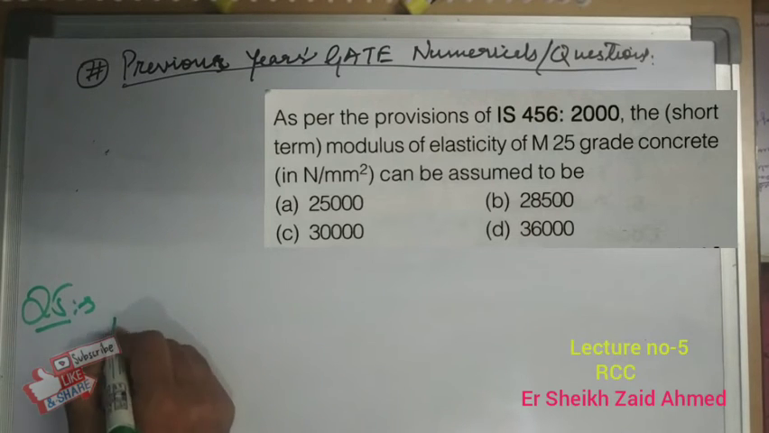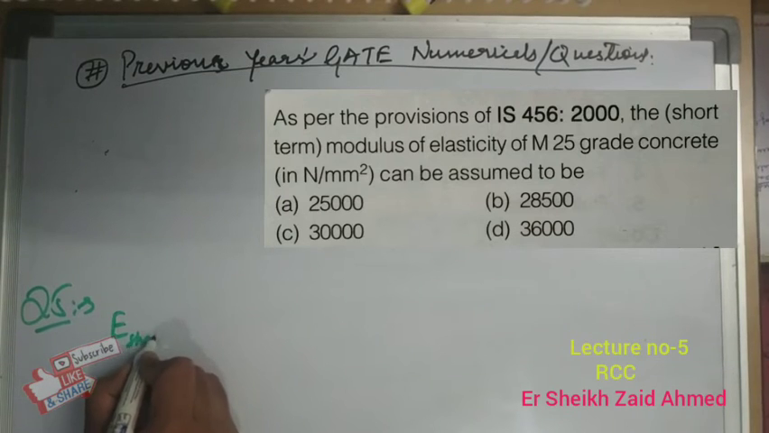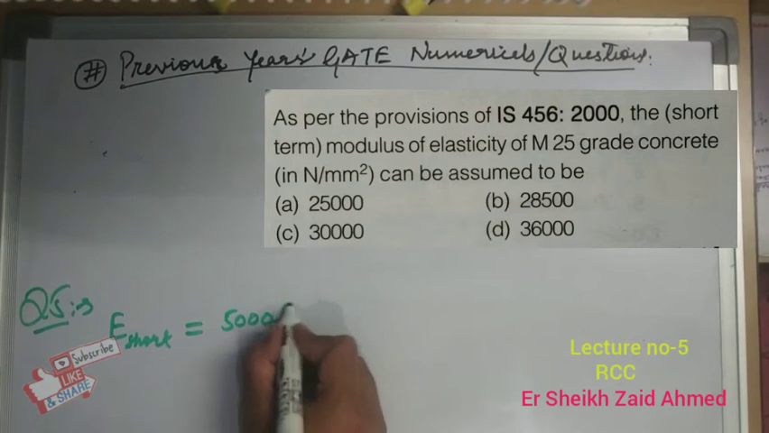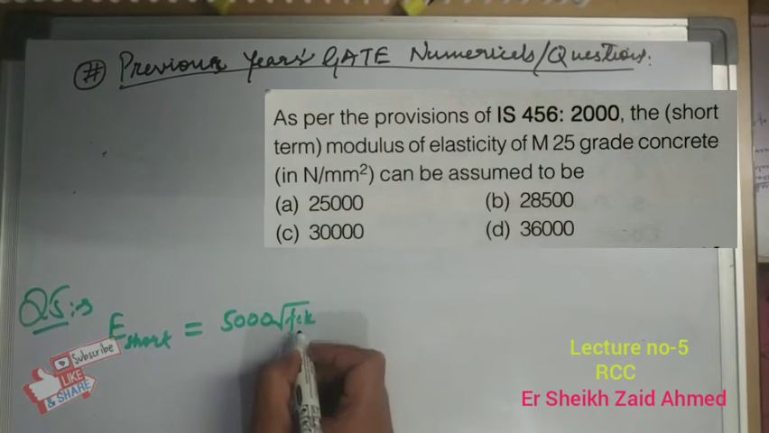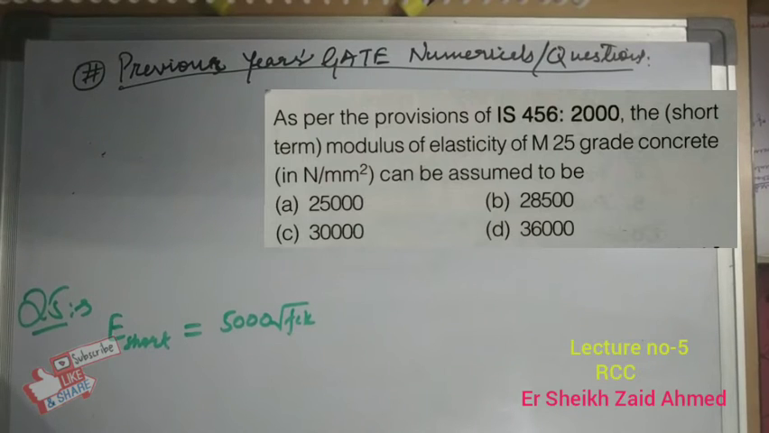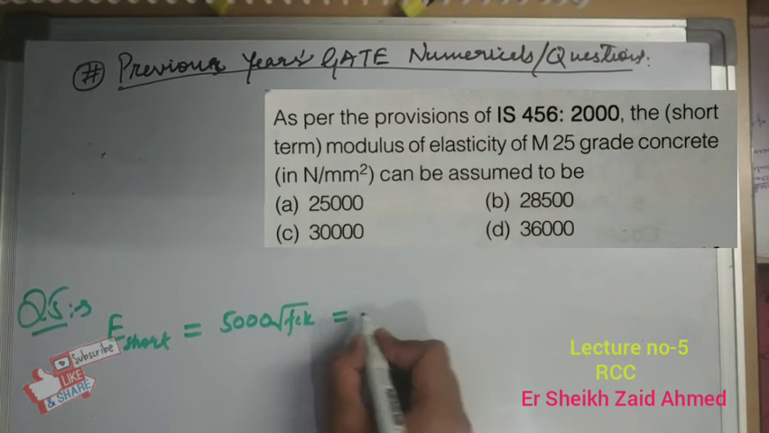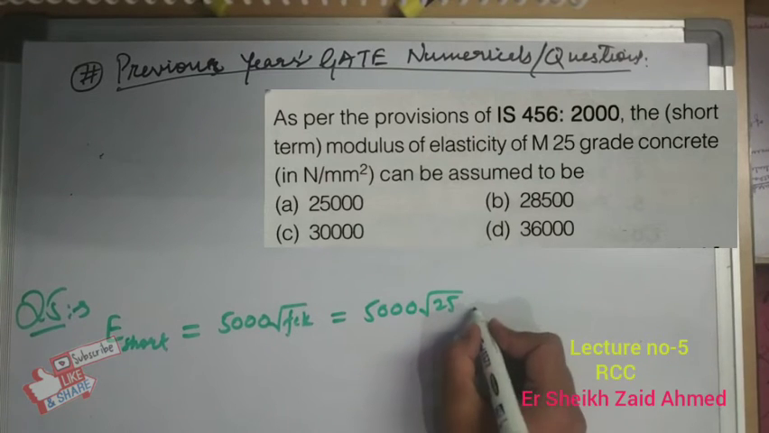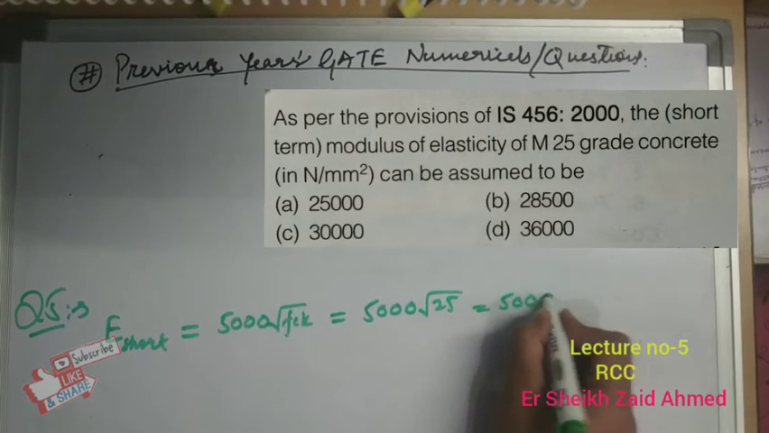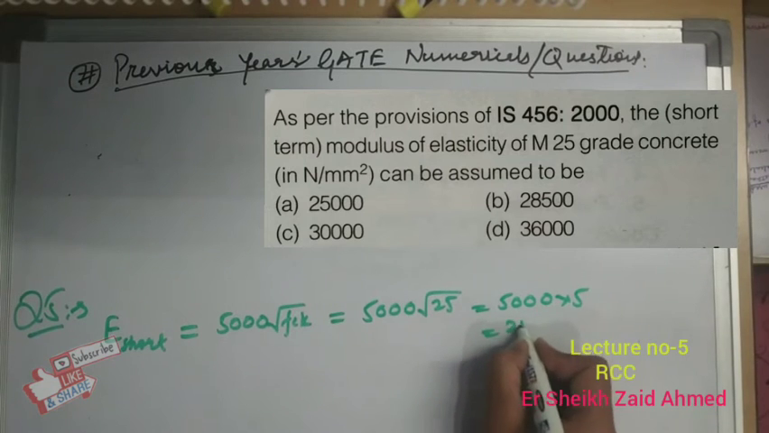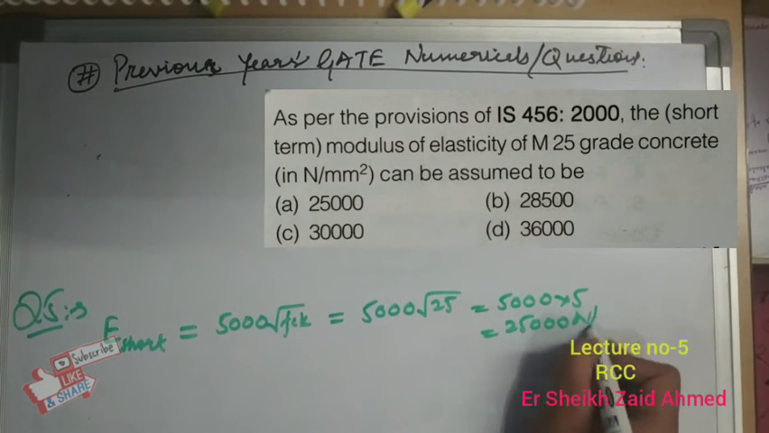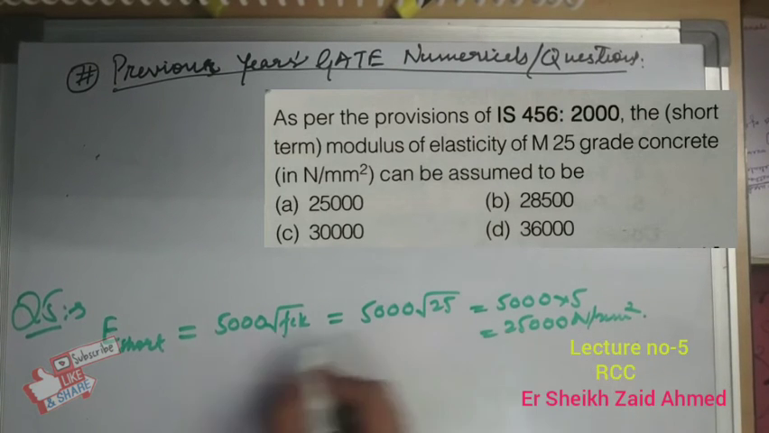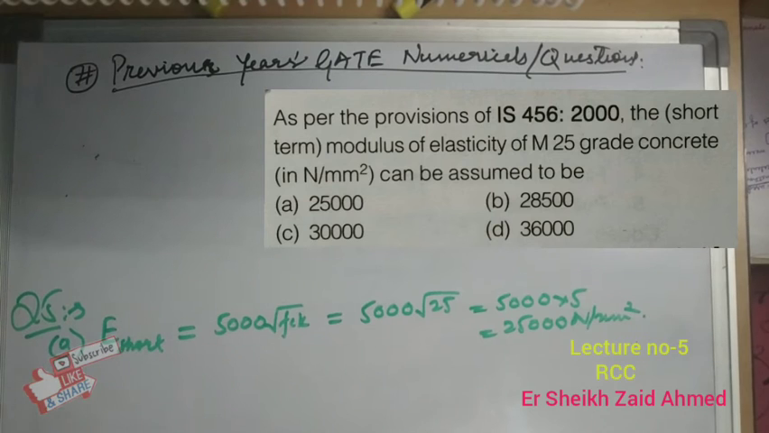We know that the formula of short-term modulus of elasticity of concrete is given as 5,000 root of fck, where fck is our characteristic strength, and he has given M25 grade, so here fck will be 25. On substituting the values, we'll get 5,000 root 25, which further gives 25,000 Newton per mm square. So our answer goes with A, 25,000. So A part is correct.